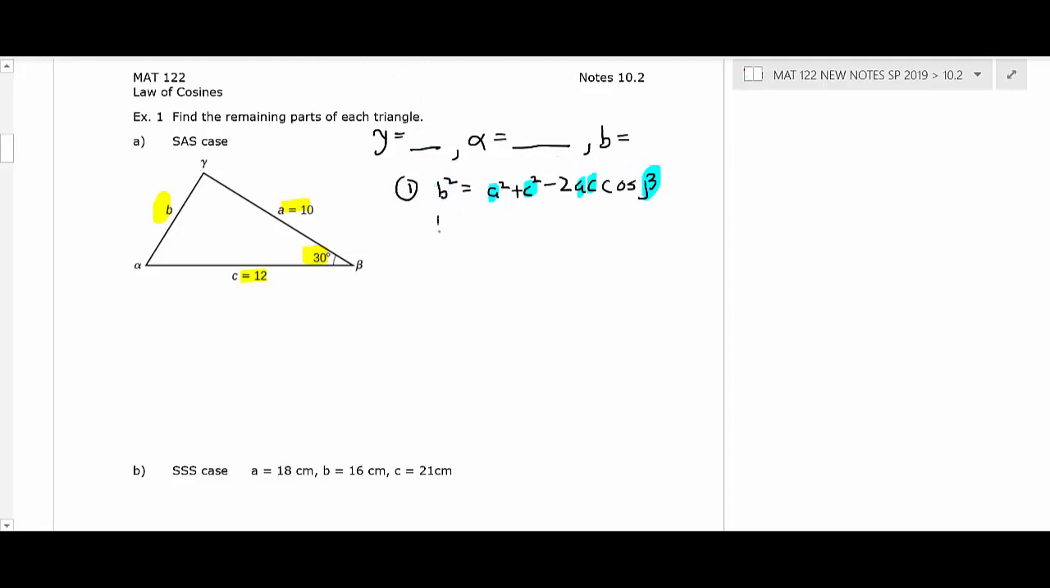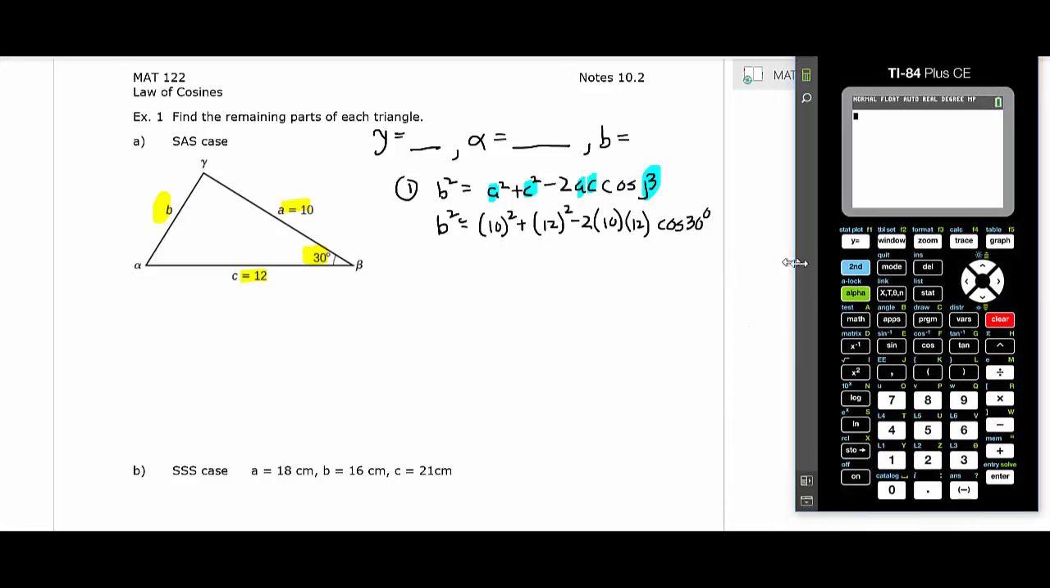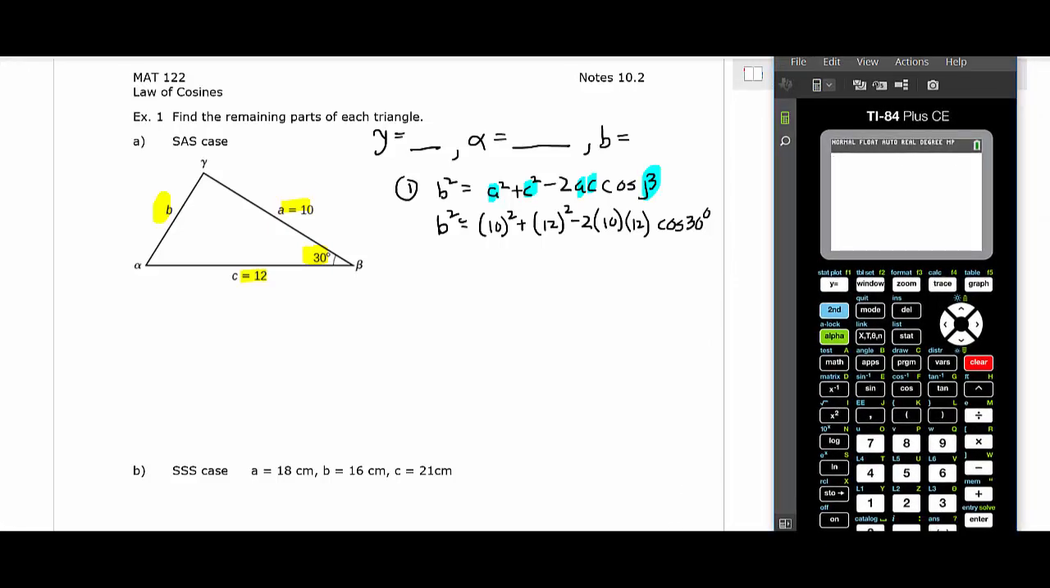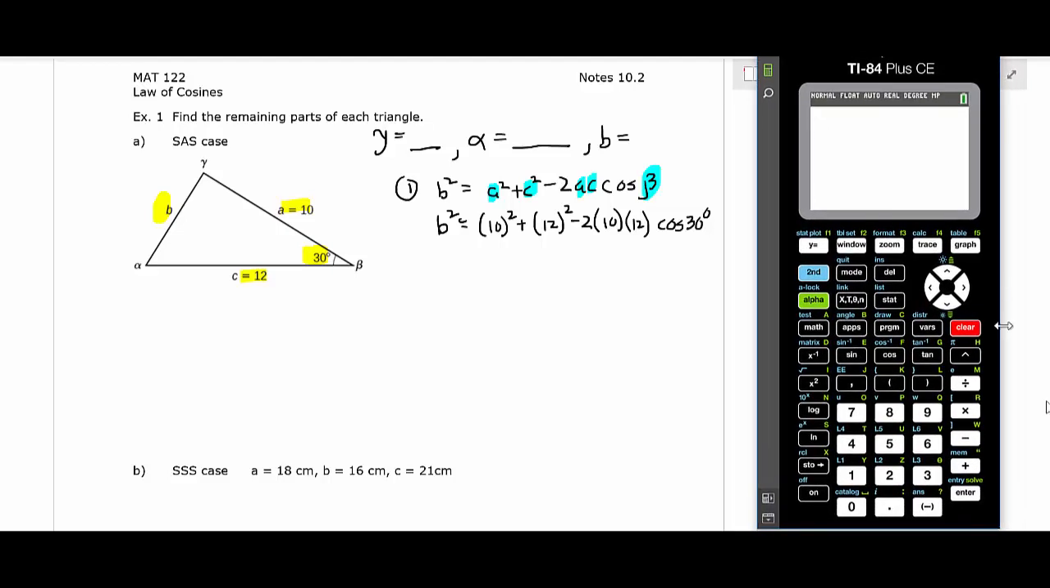Now we're pretty well just going to go to the calculator. Side A is 10, so we have 10 to the second. C is 12. And we have 2 times A times C, and then we have the cosine of 30 degrees. Now you can pretty well just do this in one step on your calculator, which is what I'm going to do here. And the calculator is going to do this correctly. You can do whatever you can in your head.